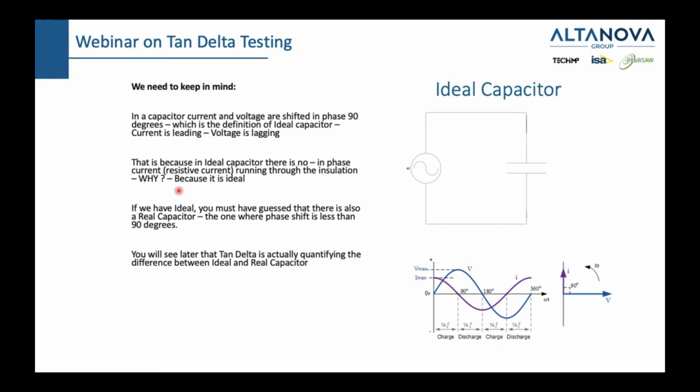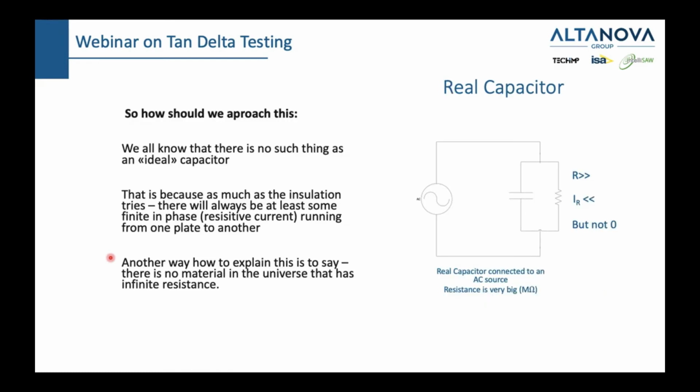we will introduce the concept of a real capacitor. And a real capacitor differs from an ideal capacitor by the fact that there is not a 90 degrees phase shift between current and voltage. It is less than 90 degrees. So later on you will see actually that the tan delta is quantifying the difference between the ideal and the real capacitor. So what is this real capacitor?